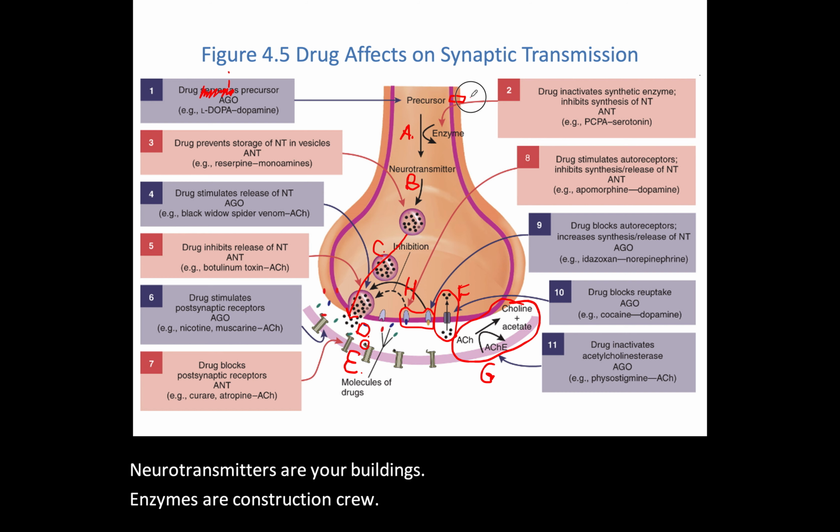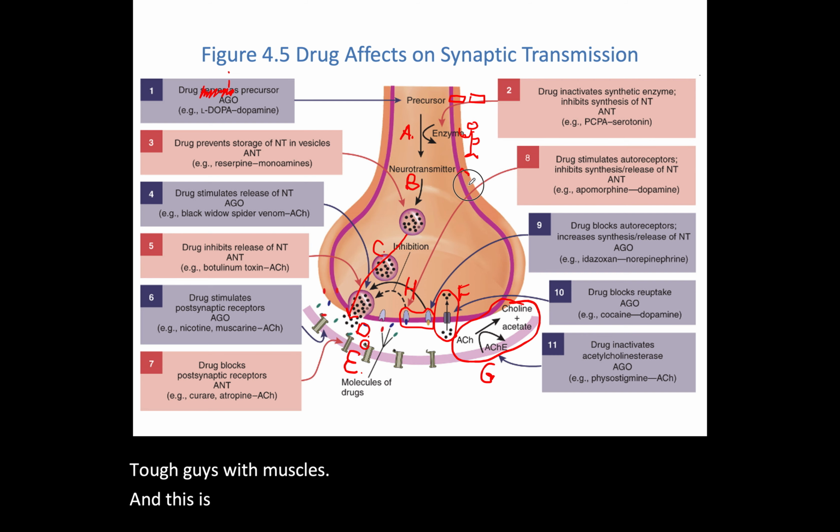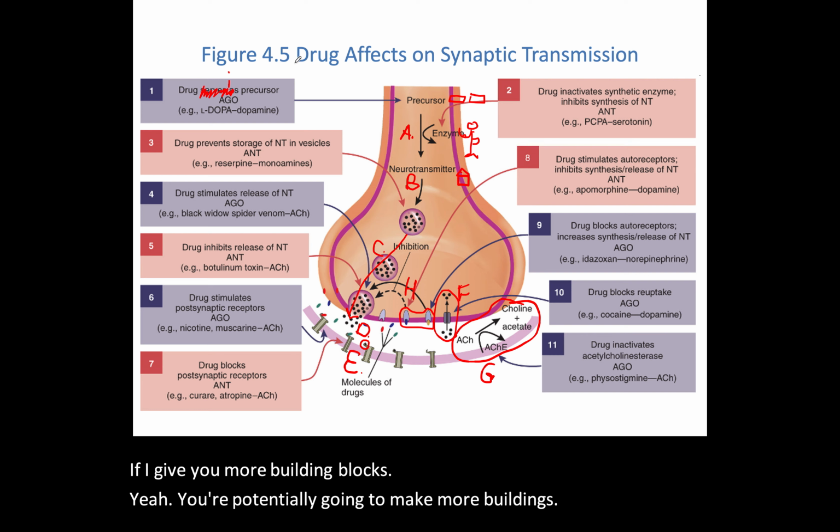Building blocks, construction crew, buff guys with muscles. And this is your building. If I give you more building blocks, you're potentially going to make more buildings. That's why this is agonistic.